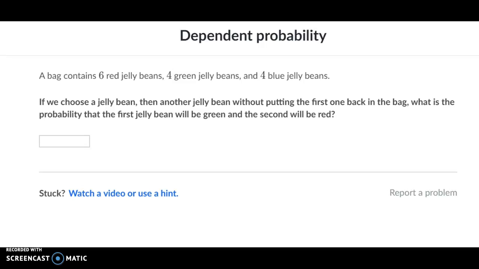Now, these are dependent events. The bag contains 6 red jelly beans, 4 green jelly beans, and 4 blue jelly beans. So there are 14 beans altogether. If we choose a jelly bean, then another jelly bean without putting the first one back, because that would be gross, what is the probability that the first jelly bean will be green and the second one will be red? Well, the first one, there are 4 green jelly beans. They're a total of 14. So 4 out of 14, or 2 out of 7.